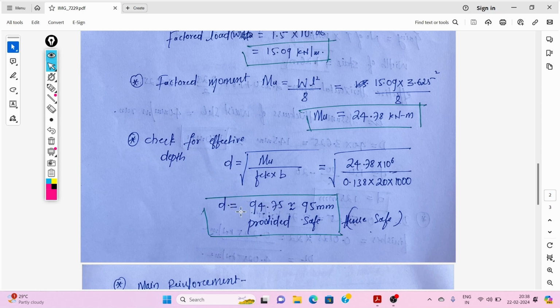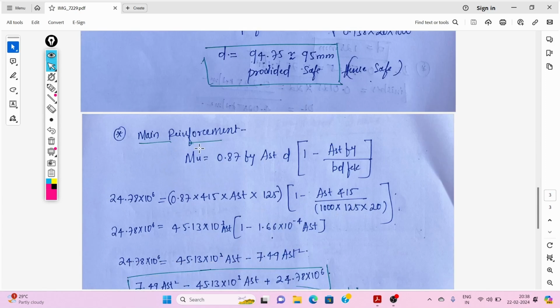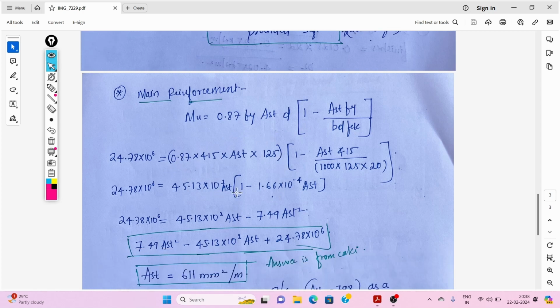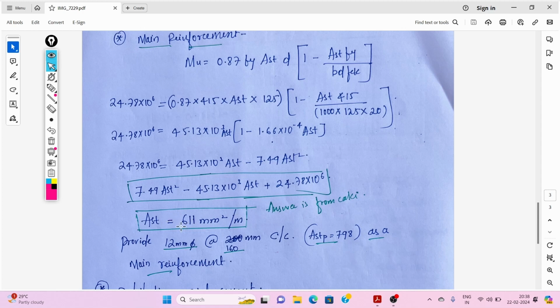The limit of the effective depth is 95 mm. Okay. Now it is safe in depth. The effective depth is safe. Okay. Now main reinforcement. You can use this formula: M is equal to 0.87 Fy AST into D, and 1 minus AST Fy divided by B into D FCK. Put all the values in this formula and calculate, and you will get the AST value. AST value for this is 611 mm square per meter.